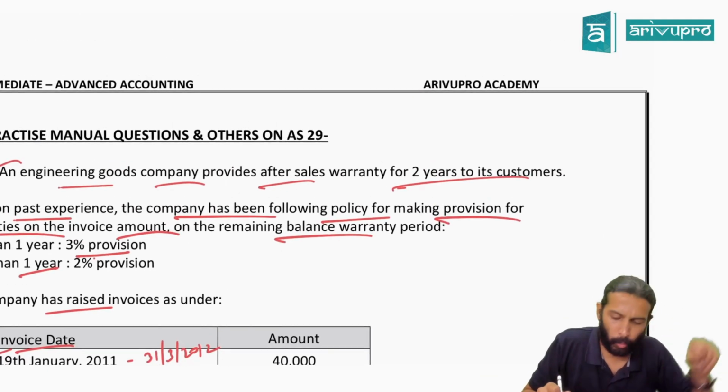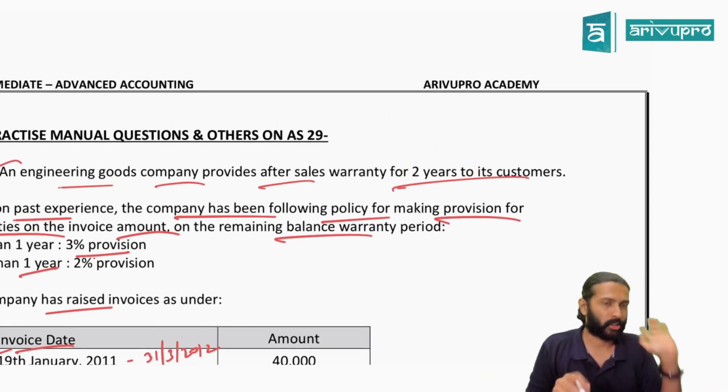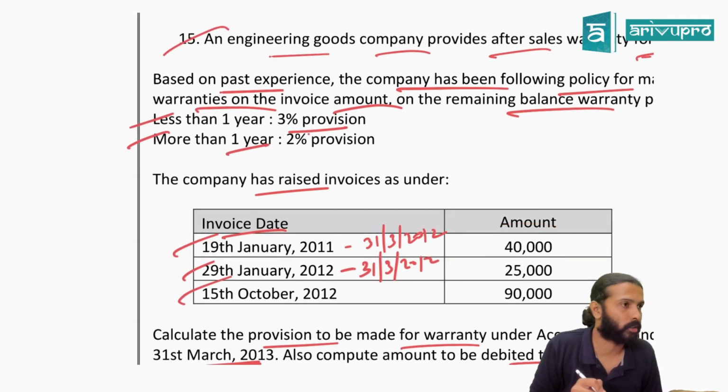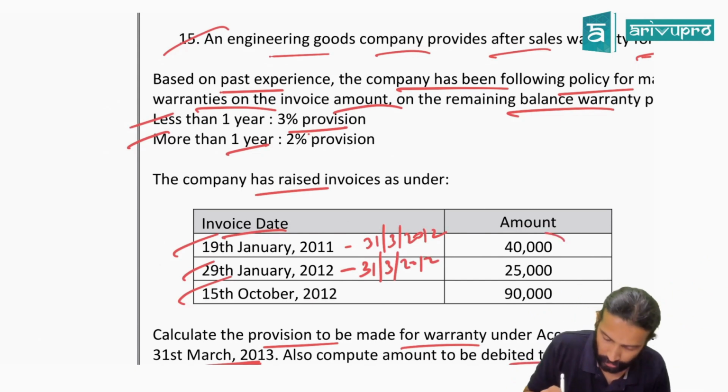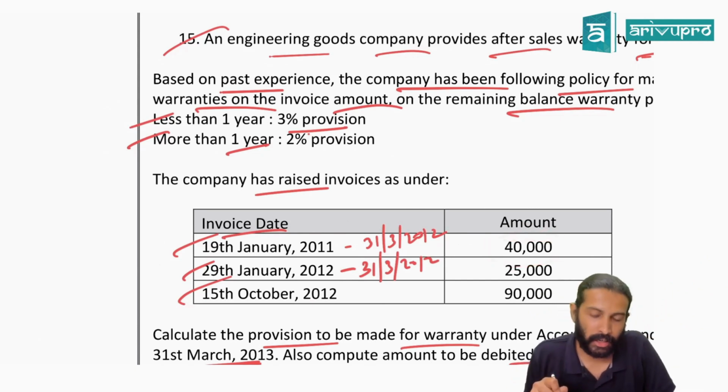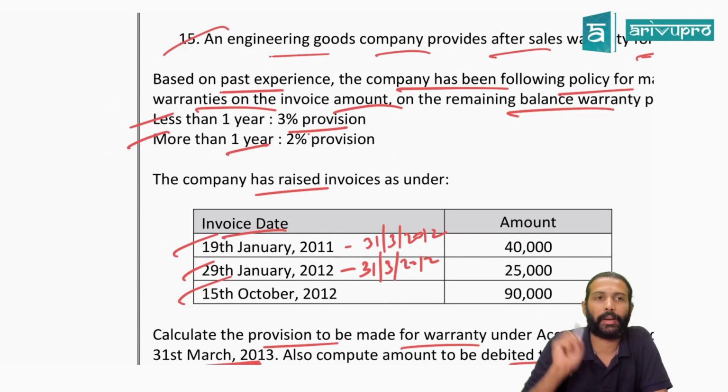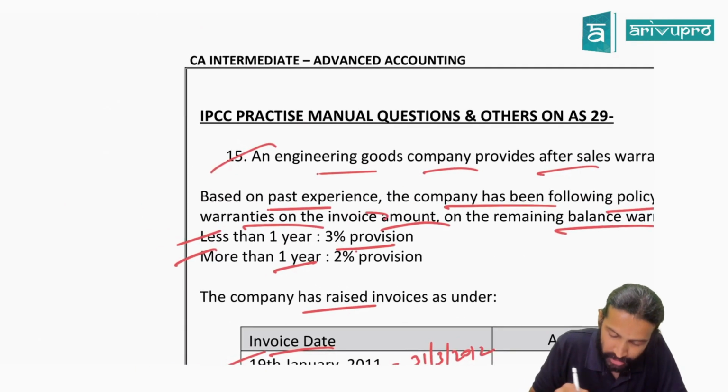Warranty you are giving for 1 year or 2 years, sir? 2 years. That means is provision required for this amount also, no? For 2 years you need to make the warranties. Yes or no? Correct. That means for this also I should make provision, no? Yes. So is it less than 1 year or more than 1 year? For more than 1 year, how much is provision required? More than 1 year. 2%.